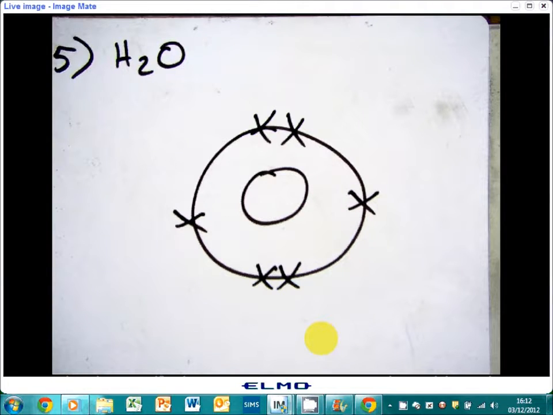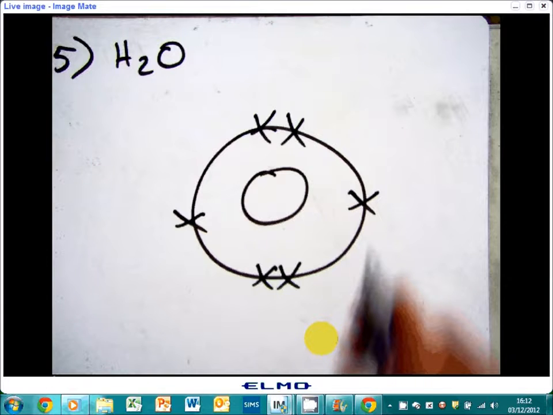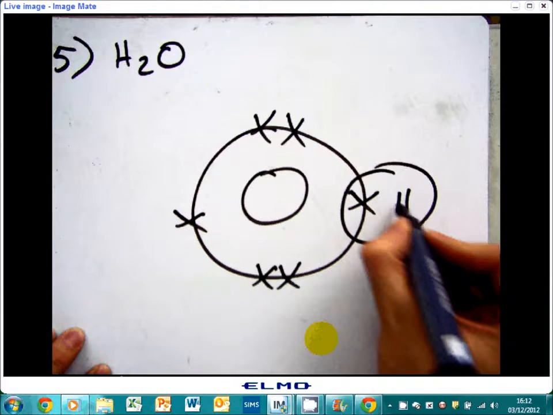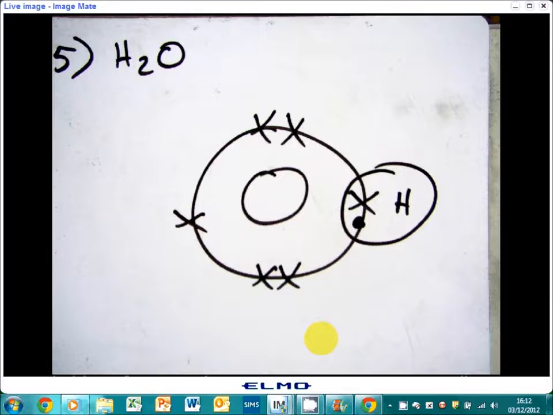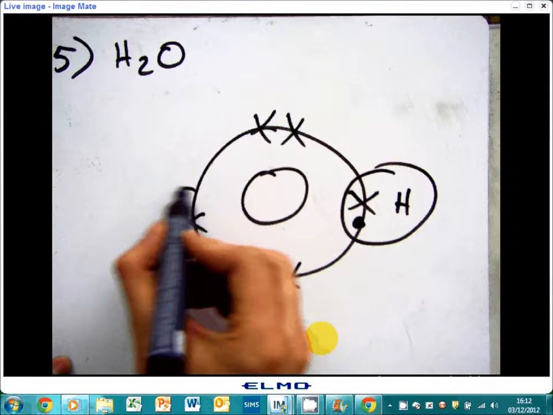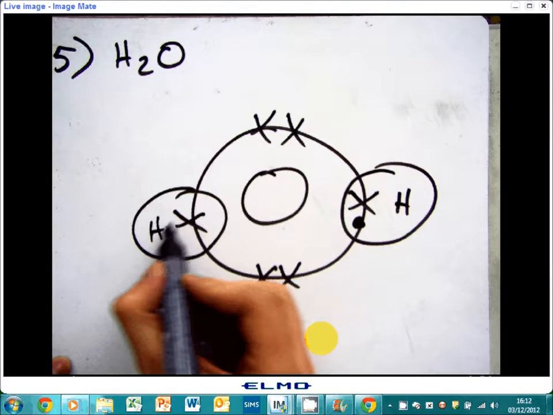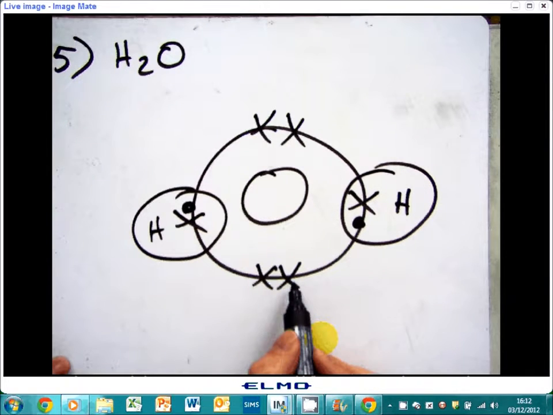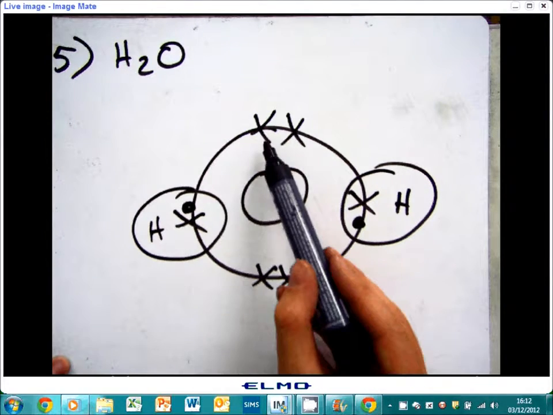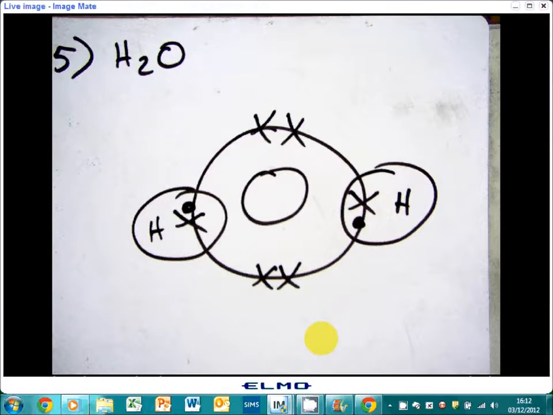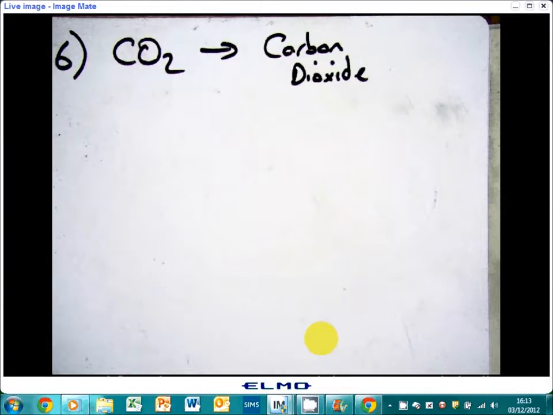If you were to react hydrogen, which only needs 1 electron to get a full outer shell, with oxygen, then you add 1 on, and hydrogen now has a full outer shell. It means you then have to add another hydrogen to fill up the oxygen. Now this oxygen has 1, 2, 3, 4, 5, 6, 7, 8 electrons, and each hydrogen has 2. Therefore it's completely full, and that's your water molecule.